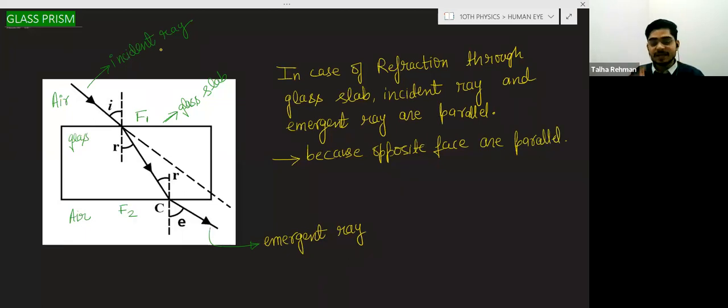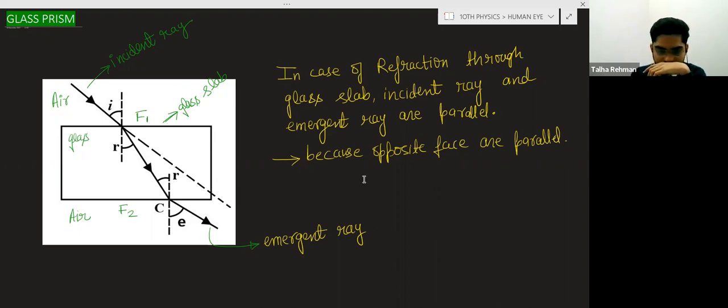But now we will discuss the glass prism. First I will describe what the glass prism is, and after that we will discuss what the condition of refraction through the glass prism will be, and whether the incident ray and the emergent ray will be parallel in that case or not. We will see that.